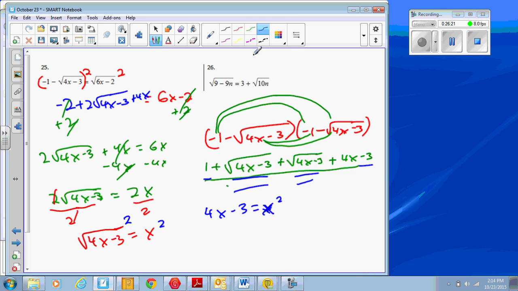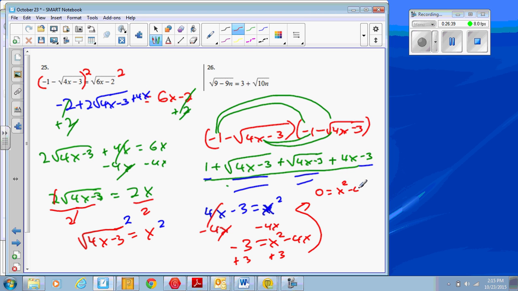So I'm going to subtract 4x from both sides. These are going to cancel. Negative 3 equals x squared minus 4x. And I'm going to add 3 to both sides. 0 equals x squared minus 4x plus 3, which factors to be x minus 3, x minus 1. So my two solutions, this equals 0, of course. So that means x minus 3 equals 0, so x equals 3. x minus 1 equals 0, x equals 1. Now before we get all excited and say we're done with the problem, we have to check these guys to see if they work.